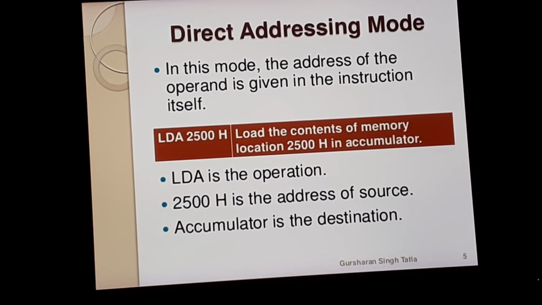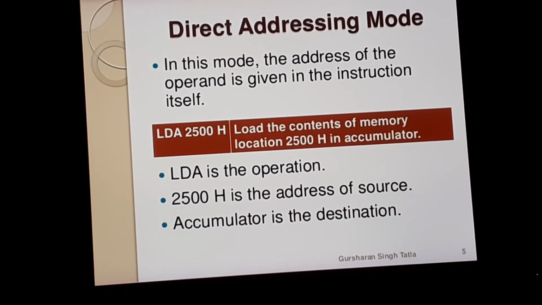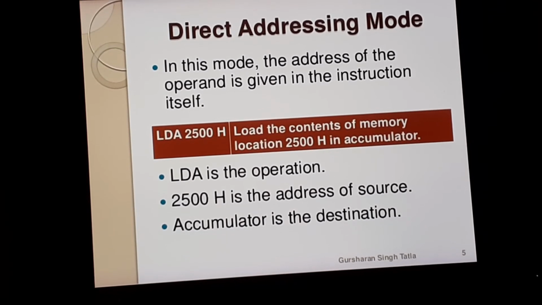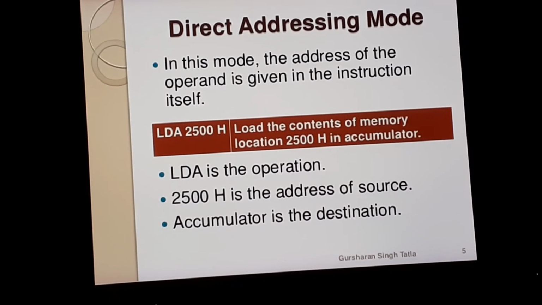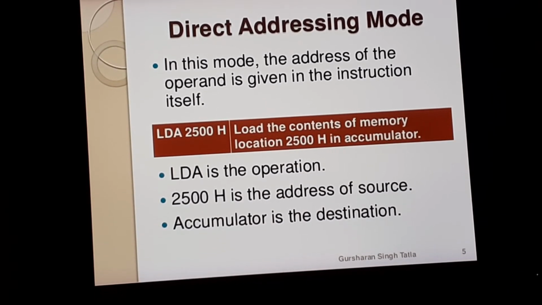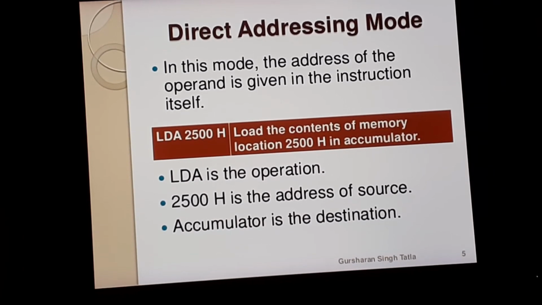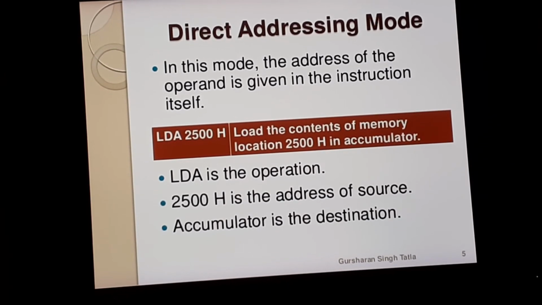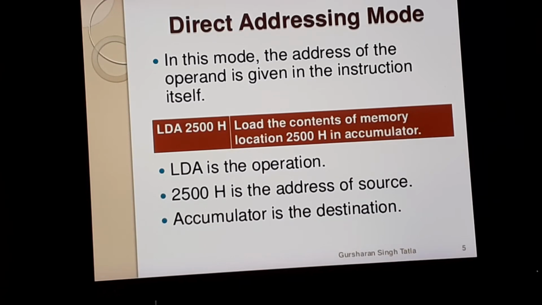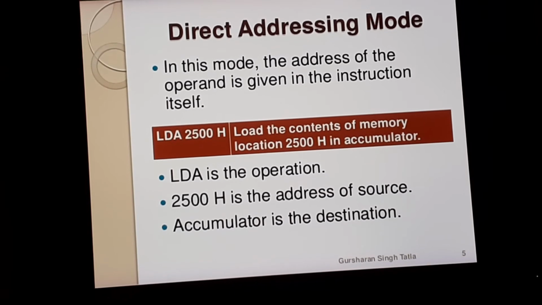Okay. Now the third addressing mode is direct addressing mode. In this addressing mode, the address of the operand is given in the instruction itself. The address that we write with that instruction is always given in front of the instruction, that is the operand. Example, I have written here LDA 2500H. 2500H is the address that I have written along with this instruction LDA, which stands for load accumulator direct. As I have told you all, I'll show you each of the instructions one by one more briefly. So you all just see the example here.